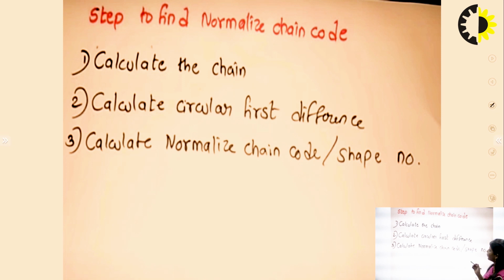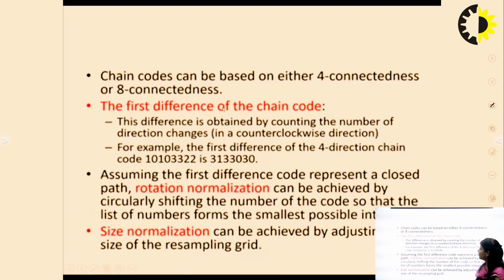So what are the steps to find the normalized chain code? Firstly calculate the chain code, then calculate the circular first difference, and then normalize the chain code. The chain code can be based on either 4 connectivity or 8 connectivity.